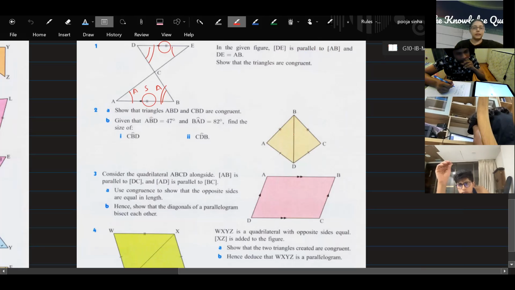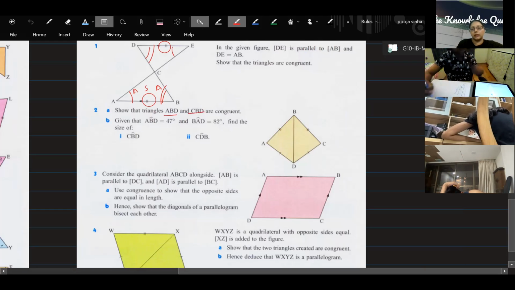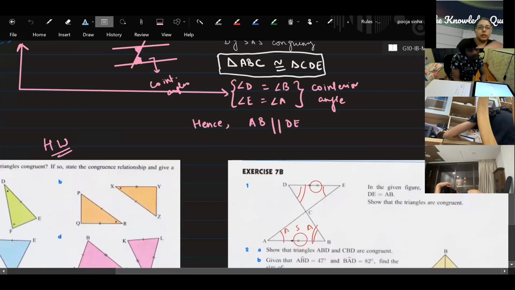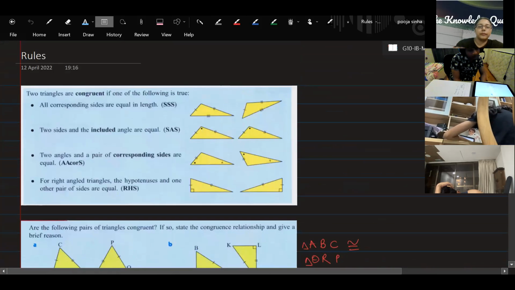What are we trying to prove, Arya? Just a moment, I'll give you a turn. That the triangles are congruent. Which two triangles? ABD and CBD. ABD is here. This one. This is ABD. And where is CBD? It's right there. Inko congruent prove karna hai. So what are the ways in which we prove congruency? The rules. What are the rules?